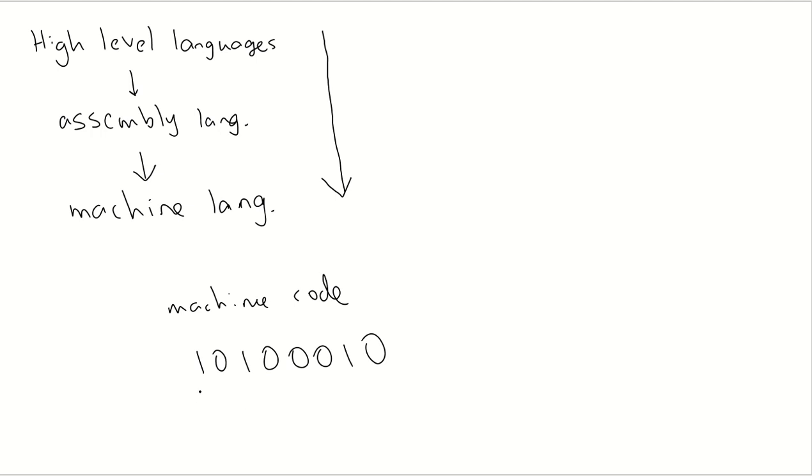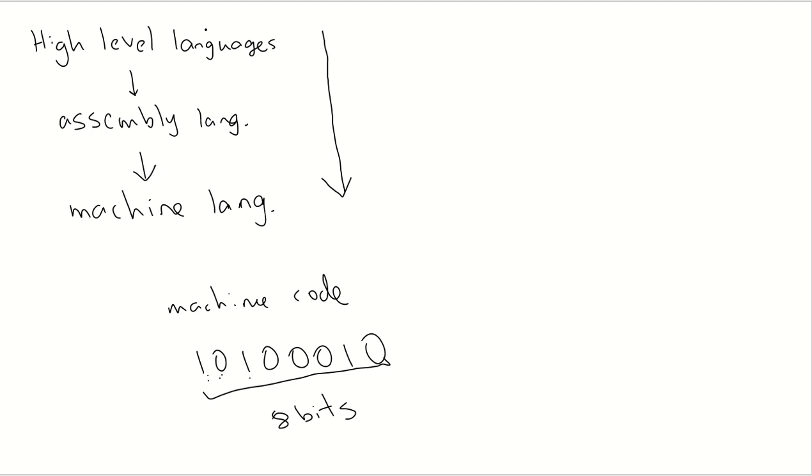1010 0010. This is an example of a sequence of bits. Each digit, 1 and 0, is considered a bit. So this sequence of bits is made up of 8 bits.